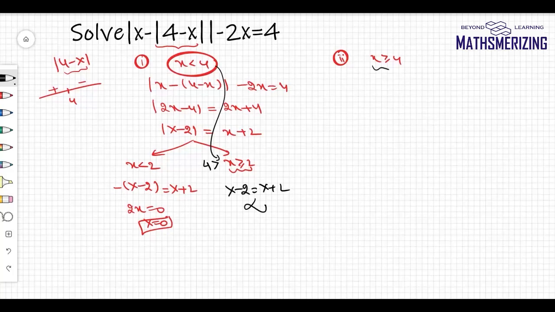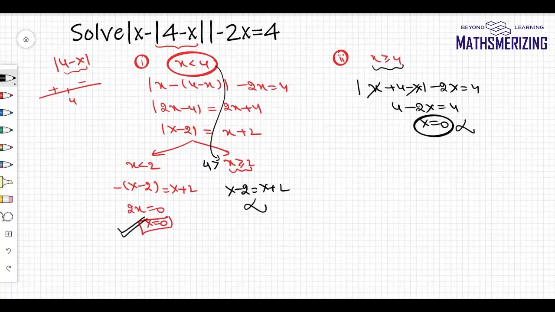Now when x is greater than or equal to 4, in that case it is negative, so minus minus will be plus, and I'll get 4 minus 2x is equal to 4. I'll get x equal to 0, but x equal to 0 doesn't lie in this interval. So the only solution to this equation is x equals 0.